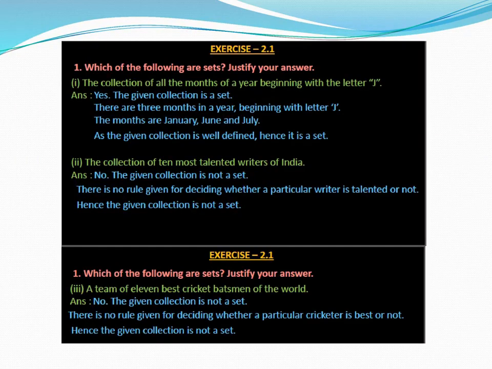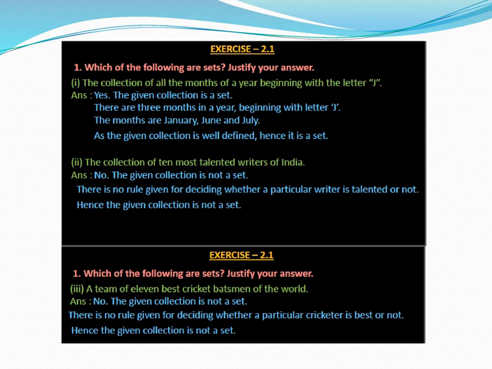Okay students, now we will solve some problems from exercise 2.1. First we can solve the first problem. Which of the following are sets? Justify your answer. In the first section, the first problem is the collection of all the months of a year beginning with the letter J. Yes, the given collection is a set.